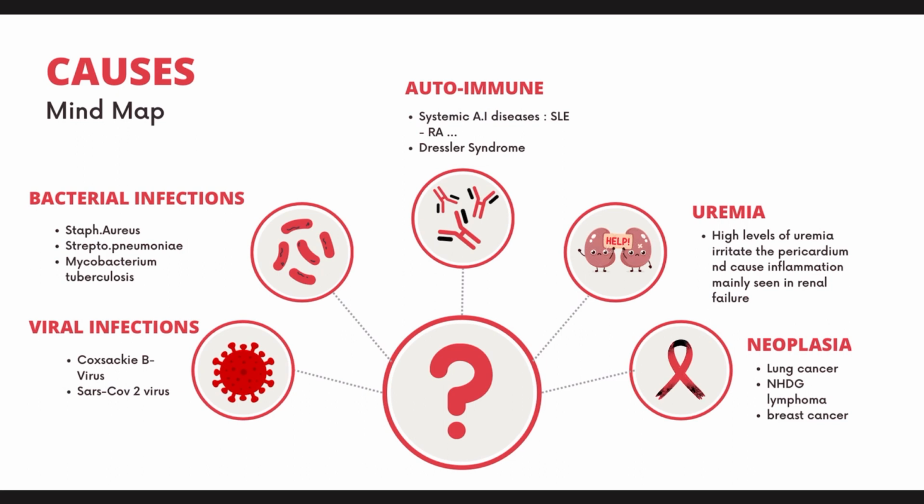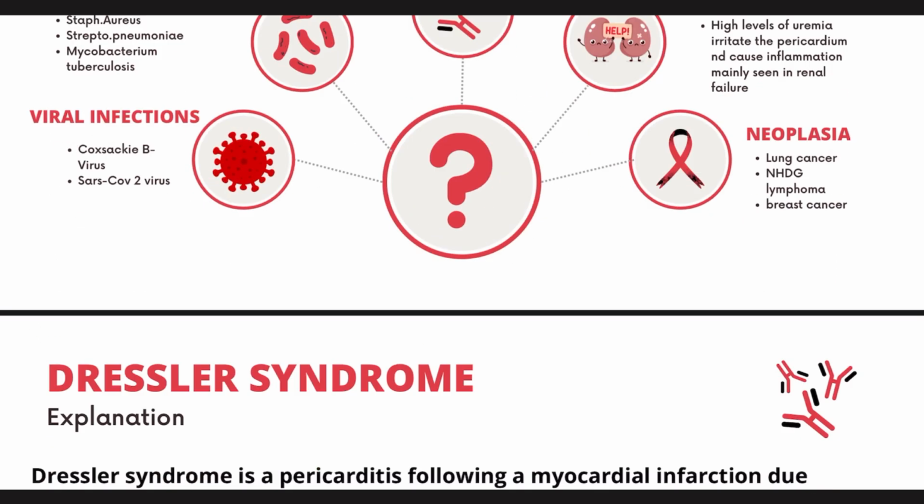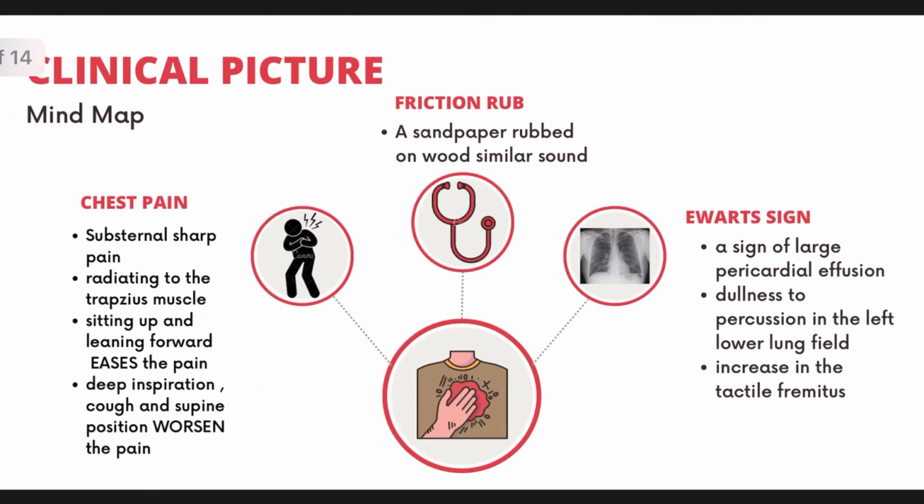The last cause is neoplasia, either by contiguity like lung cancer and breast cancer, or by systemic ways like non-Hodgkin lymphoma. So, as a quick recap, the 5 common causes of pericarditis are viral and bacterial infections, autoimmune diseases, uremia, and neoplasia. Enough with etiologies, let's move to the clinical picture.